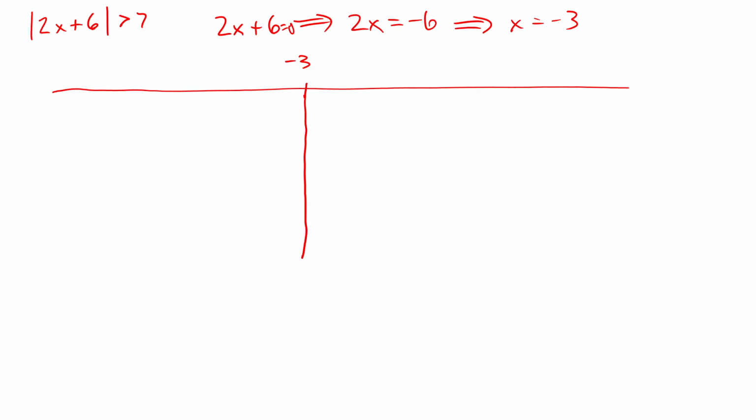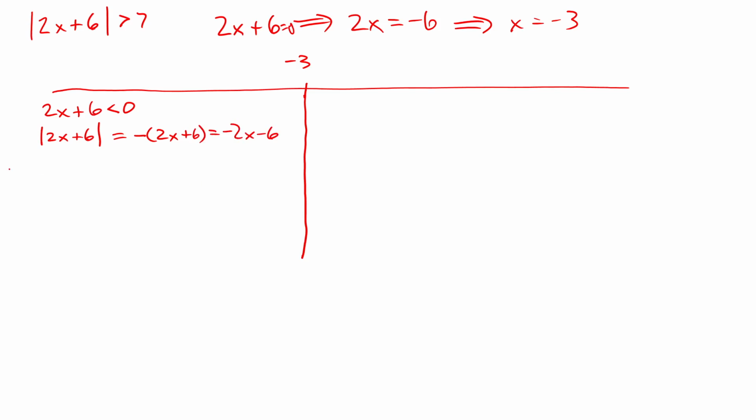Now, to the left of x equals -3, 2x plus 6 is always going to be less than 0. If you don't believe me, think of a number like -4. 2 times -4 plus 6 is definitely less than 0. That means the absolute value of 2x plus 6 will be the negative of (2x plus 6), and that's the same as -2x minus 6.